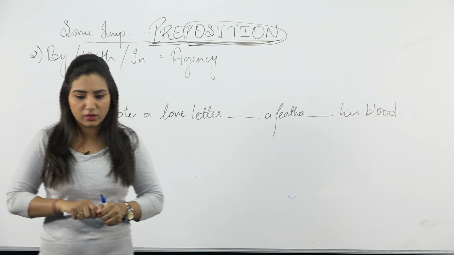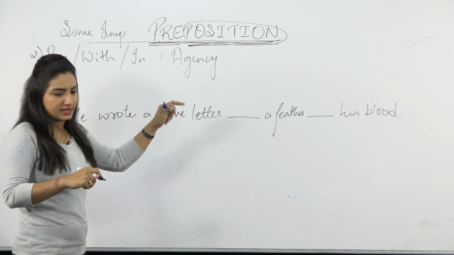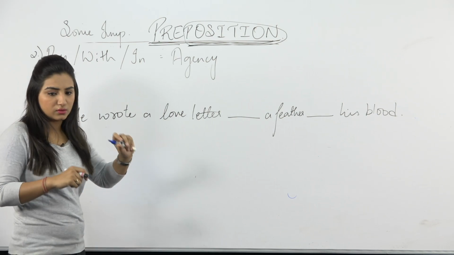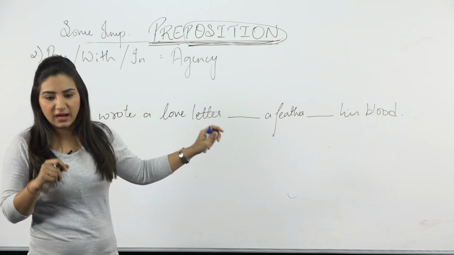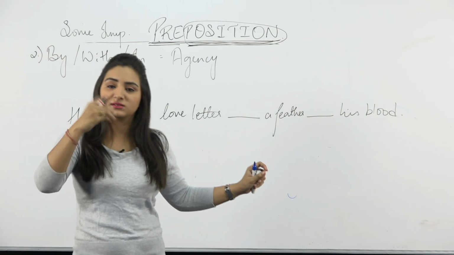Quickly. Okay, by for person, with and by. Okay, with a feather by his blood. Is it correct? By a feather with his blood. That is incorrect. By a father. Father नहीं, feather. पंख की बात हो रही, father की नहीं. Father किससे लिखेगा वो अपने लेटर?